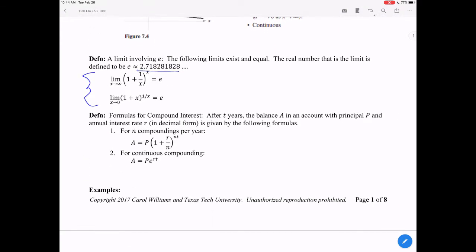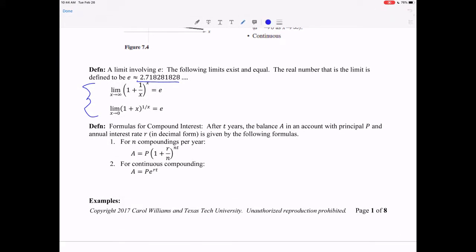Now, you need just general knowledge. You need to know these functions right here. You need to know that this is the formula for compound interest, and this is the formula for continuous interest. Those formulas I expect you to know. All right, now let's get on.